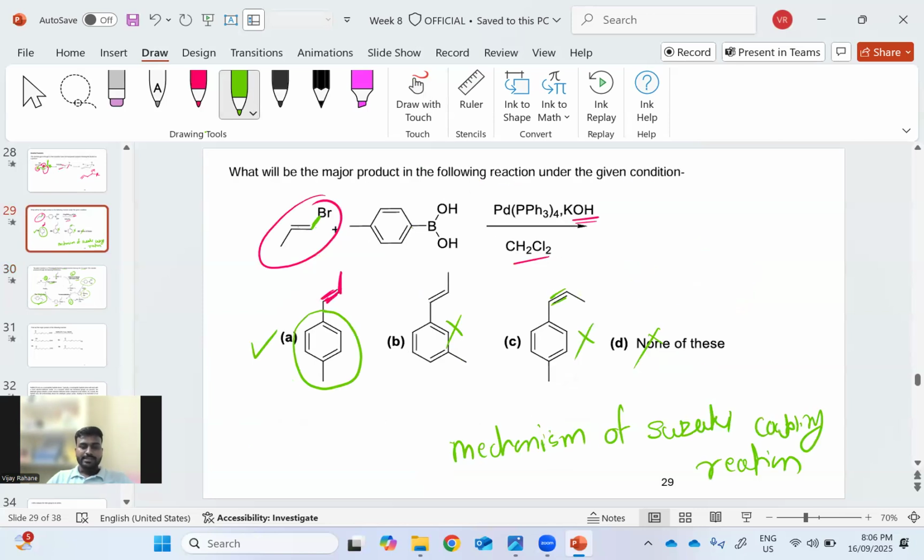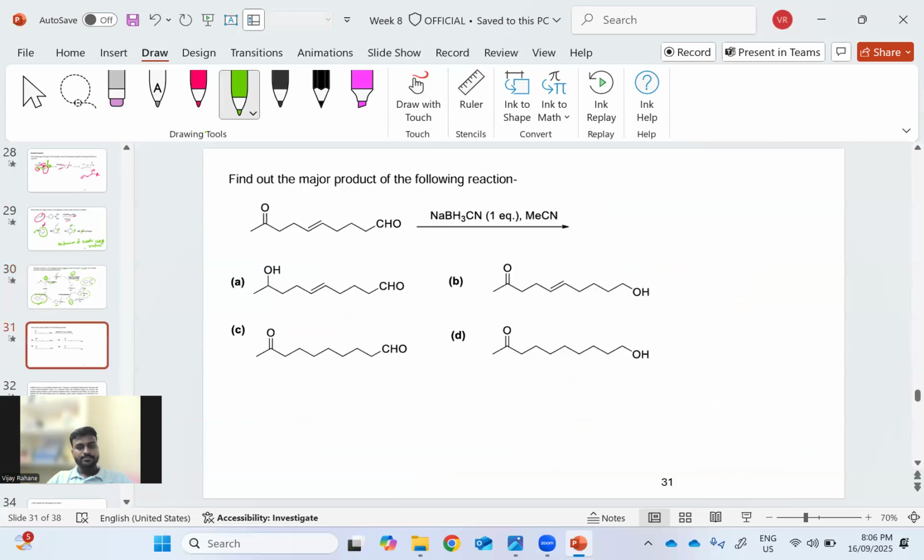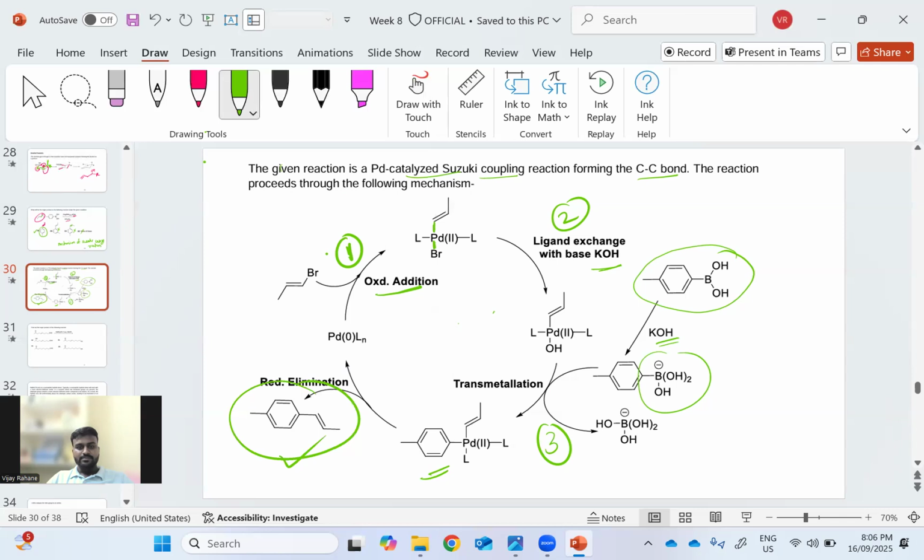By this mechanism, option A is the correct option. So refer to this mechanism. You need to note down this mechanism. If you have any doubt, please let me know.